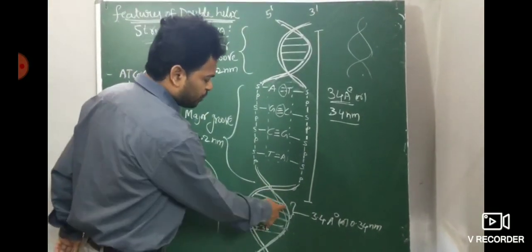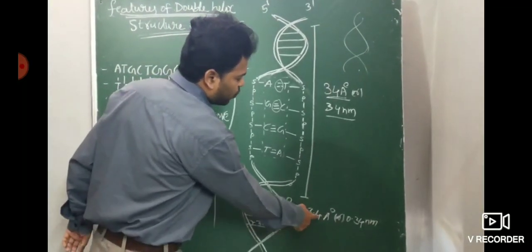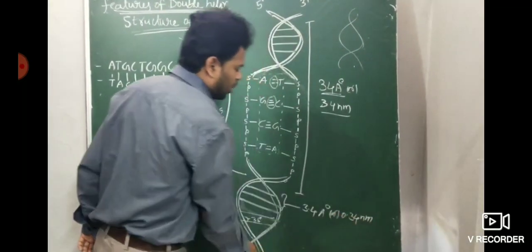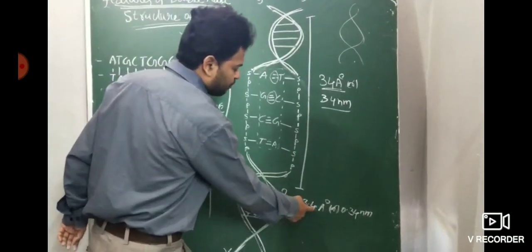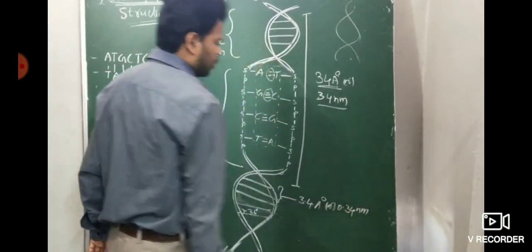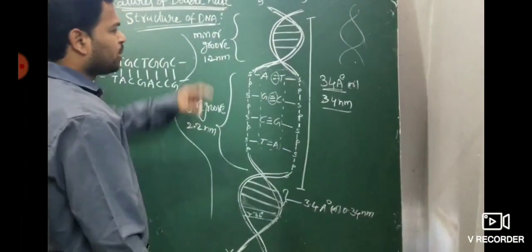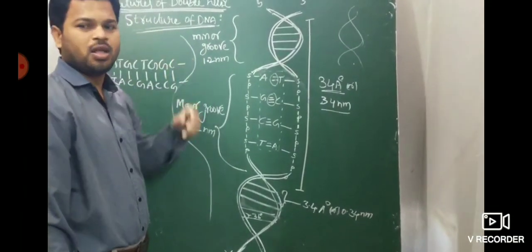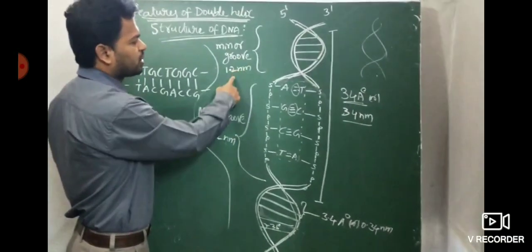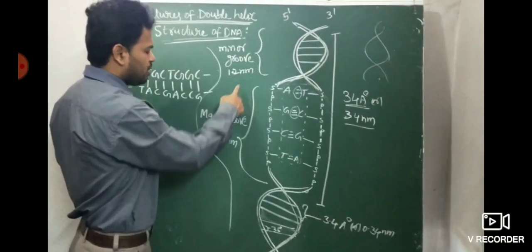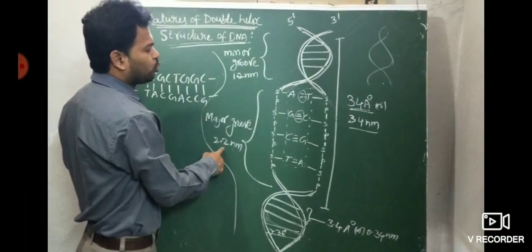So the distance between two successive base pairs is 3.4 angstroms or 0.34 nanometer. There are two grooves: one is a minor groove and another one is a major groove. Minor groove is 1.2 nanometer. Major groove is 2.2 nanometer.